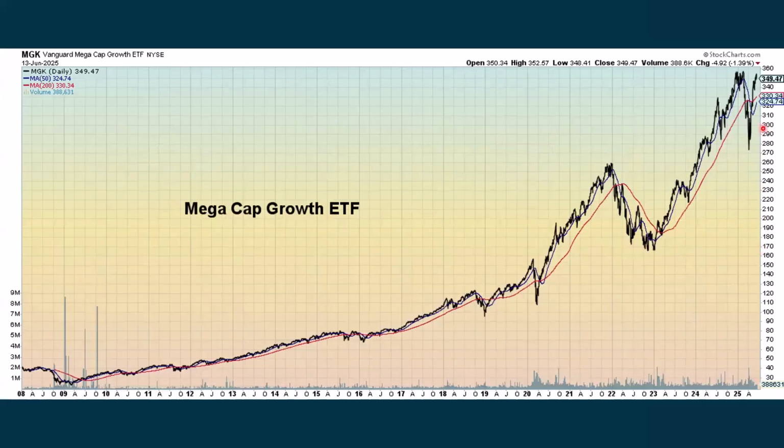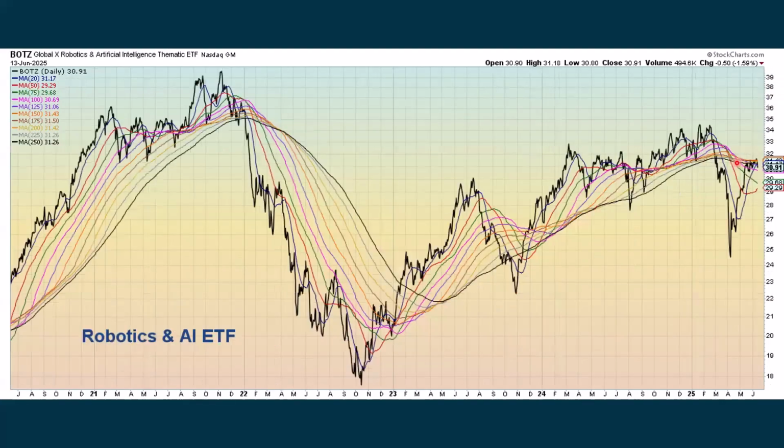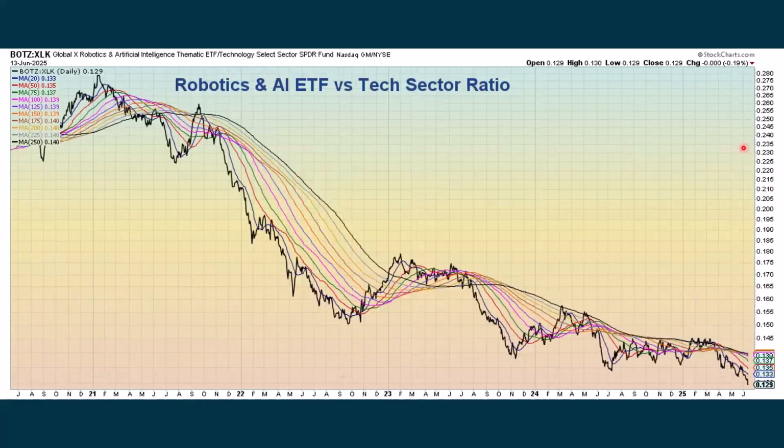And mega cap growth was down in Friday's session, but still above both of the moving averages. Starting to see the moving averages turn back up. So this is still holding up for right now. Then robotics and AI ETF just coming back up and chopping along sideways inside of the rainbow. But when we do a ratio of the robotics and AI ETF to the tech sector, you can see that the robotics and AI ETF is underperforming.